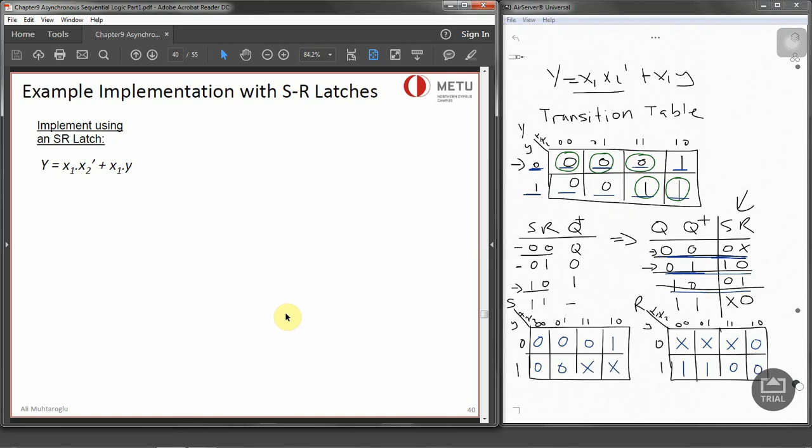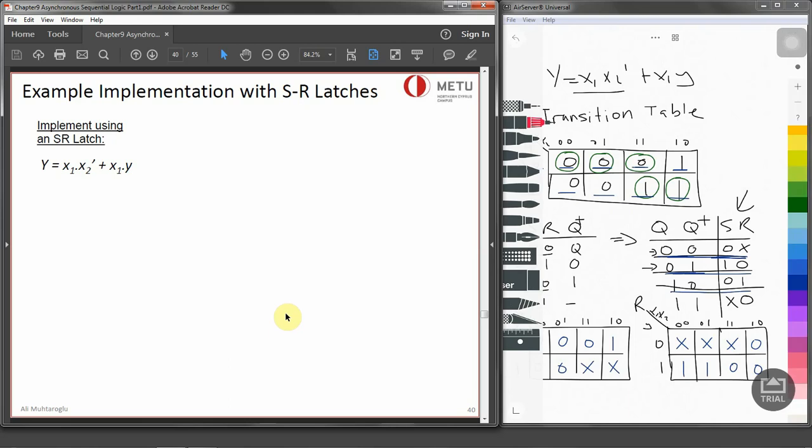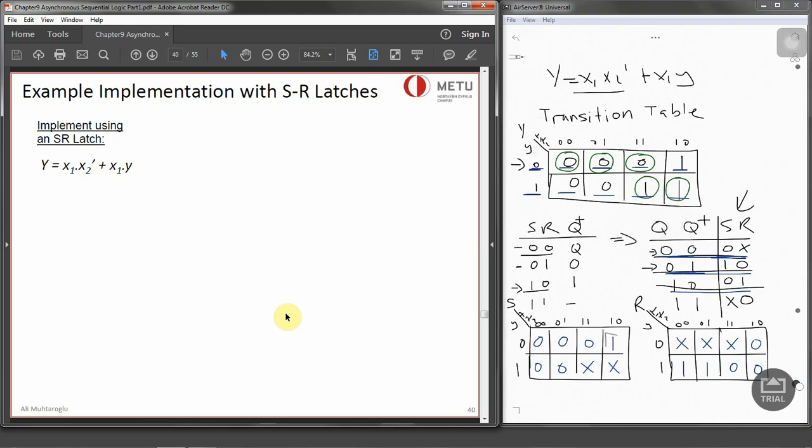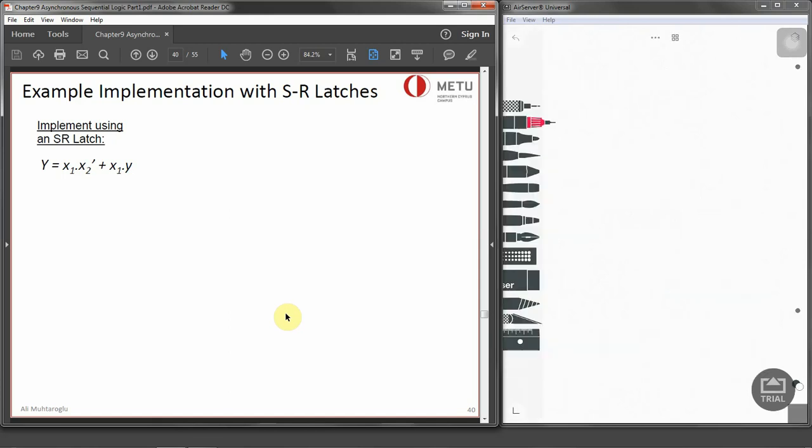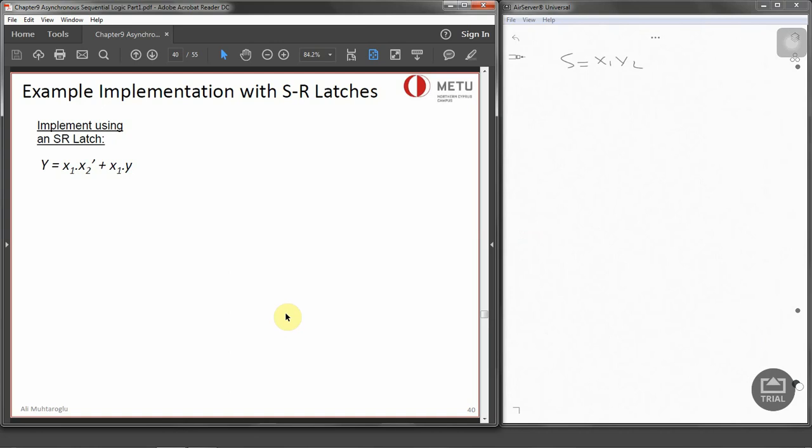So now we have got the K-map. All we need to do is combine the 1's and the X's and find an expression for it. So let's combine these two. So S is going to be X1 X2 prime. And for R, we can combine these four together, where R is going to be X1 prime. Now we have got two expressions for S and R. We can just use these as inputs to the SR latch. And let's draw the circuit for it. Now our S is X1 X2 prime, and R is X1 prime.